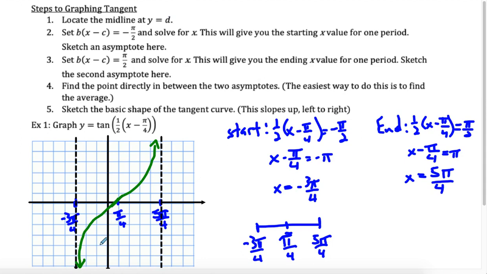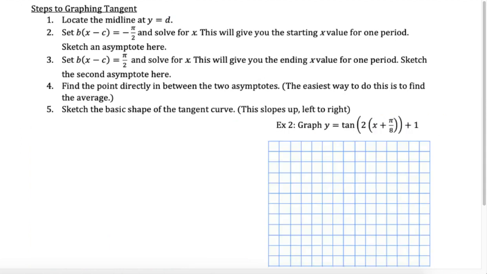Let's try another tangent example. Okay, so on this one, we do have a midline, okay? So we do need to make sure to sketch that. So let me get my axes in here, and then we can sketch our midline. Okay, so I'm shifting the whole graph up 1, so my midline is going to be at 1 right here. So let's go ahead and sketch that.